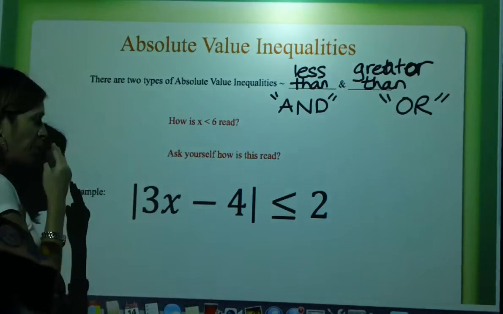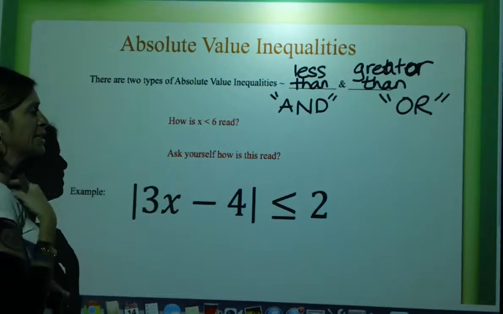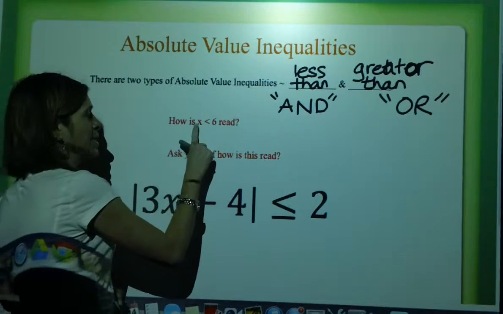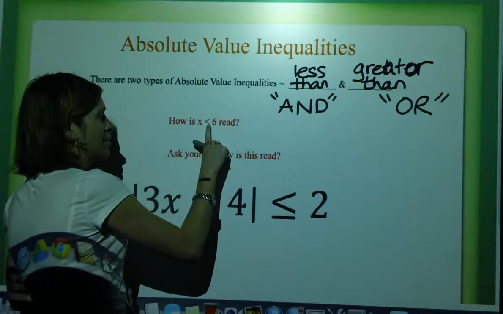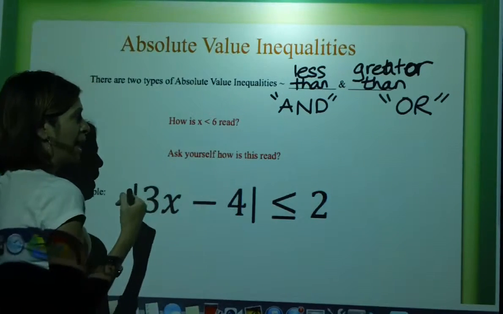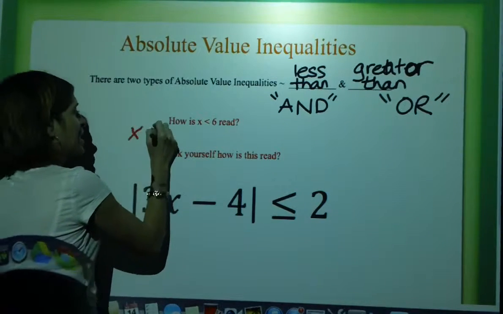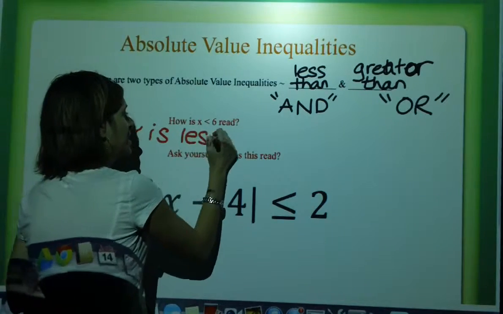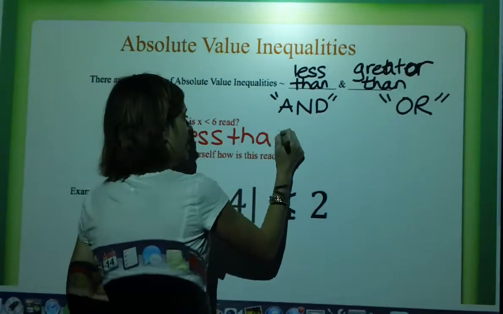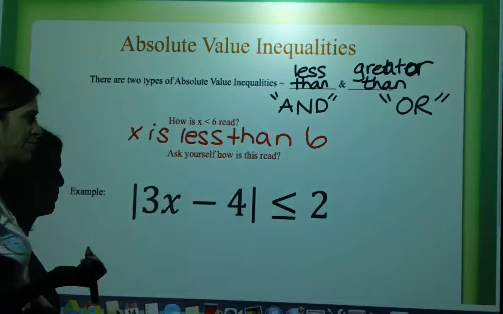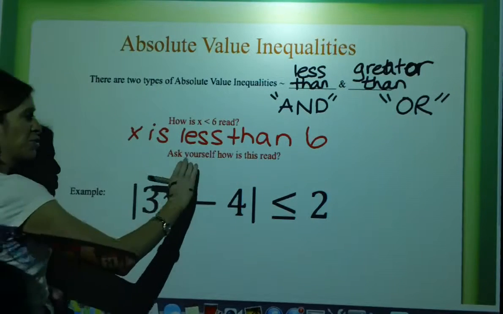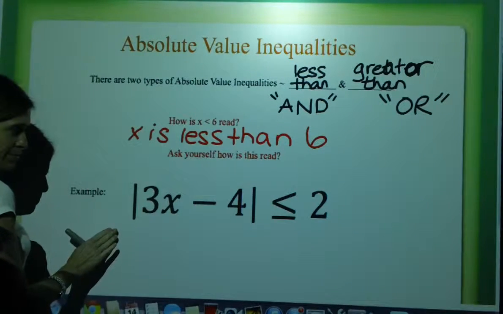Okay, so first, let's see how this is read. How is x with a symbol and 6 read? That would be read that x is less than 6. X is less than 6. So now I want us to ask yourself how this is read.